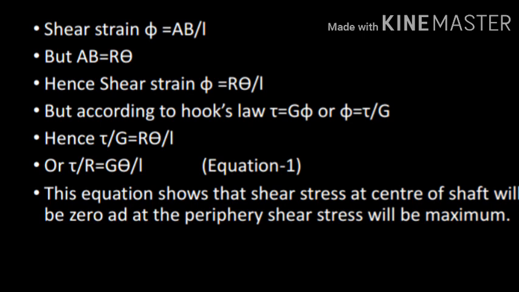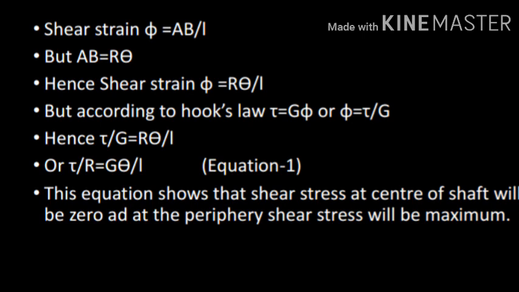Now according to Hooke's law, shear stress tau is directly proportional to shear strain phi. So tau is directly proportional to phi, or we can say tau equal to G phi. Hence phi can be written as tau by G. So putting this value in this equation, tau by G equal to R theta by L. Now rearranging this equation, we get tau by R equal to G theta by L, which is the first part of the derivation.